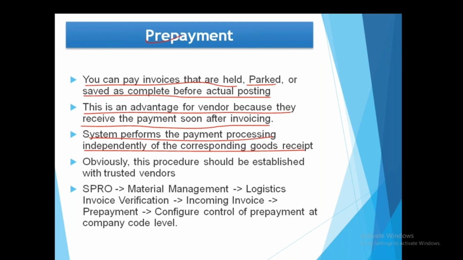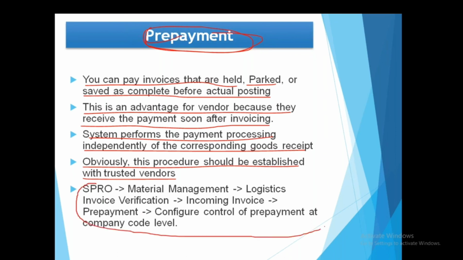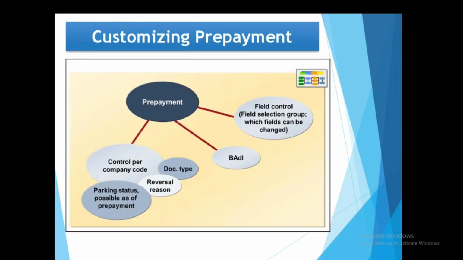The system performs the payment processing independently of the corresponding goods receipt. Obviously, this procedure should be established with trusted vendors. In your organization, you have some reliable vendors and suppliers, and for those vendors you can sometimes do this prepayment process. To do this, you have to do some configuration, and that configuration has to be done at this path, in the prepayment customization. You have to do all these settings.